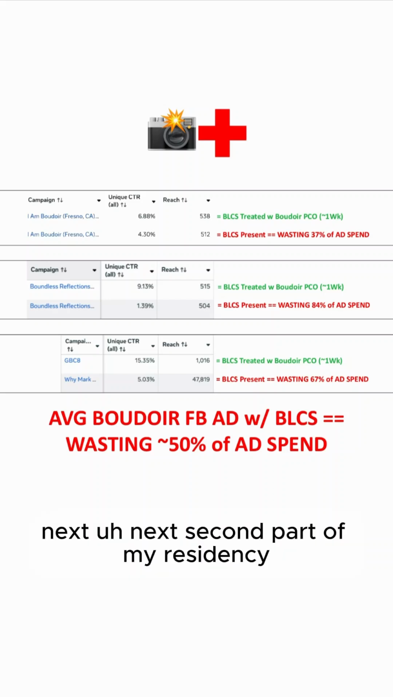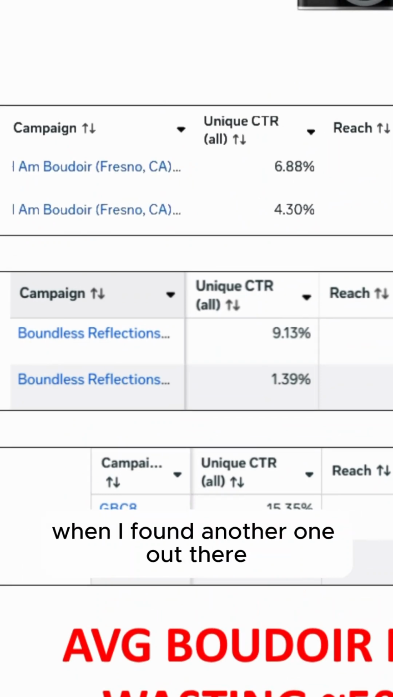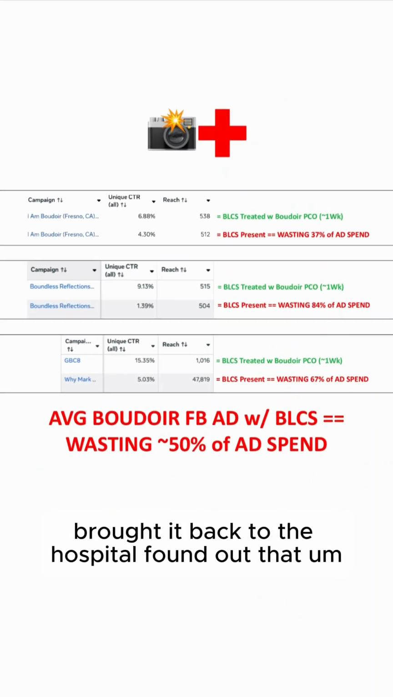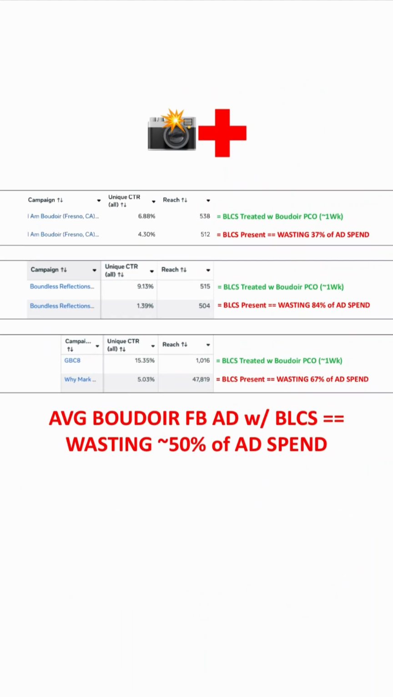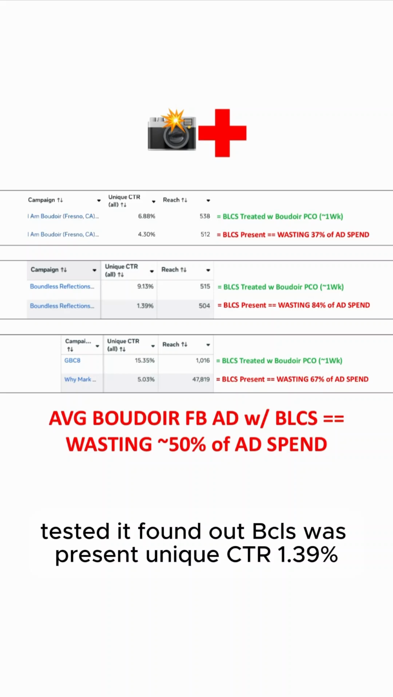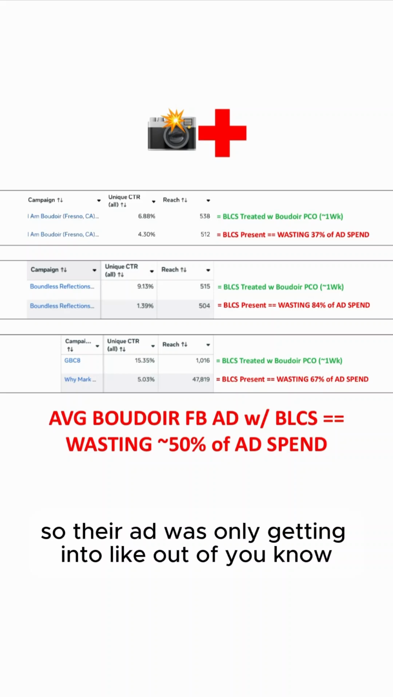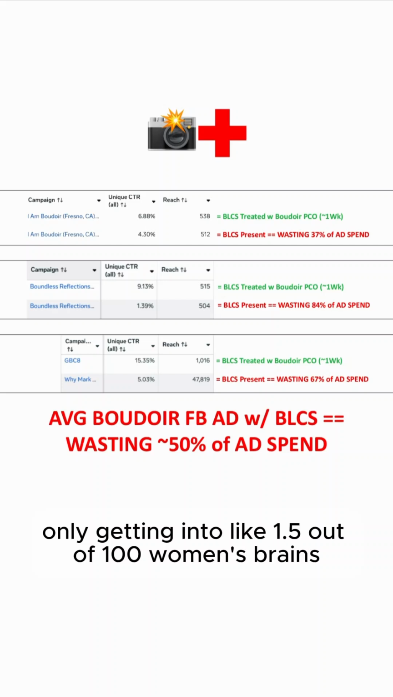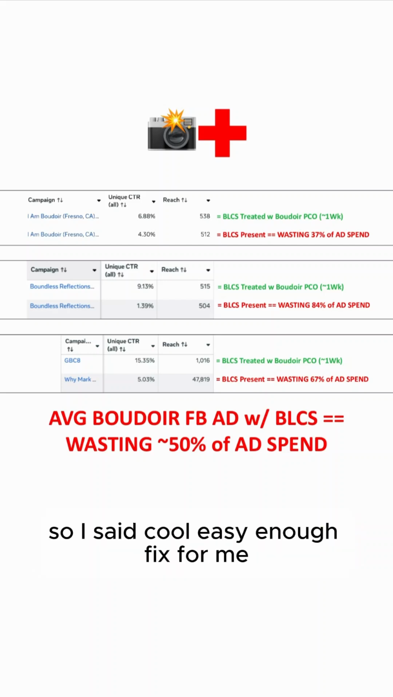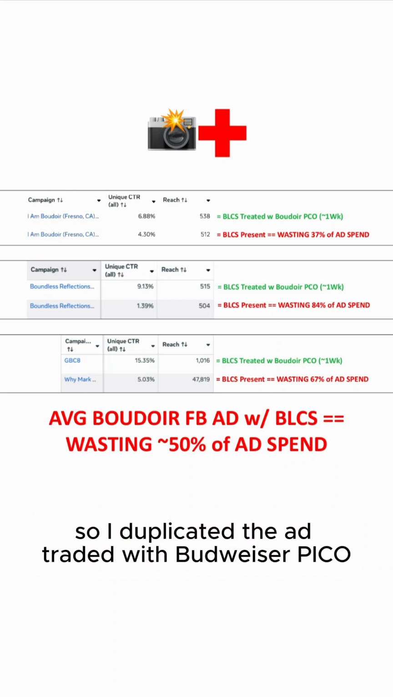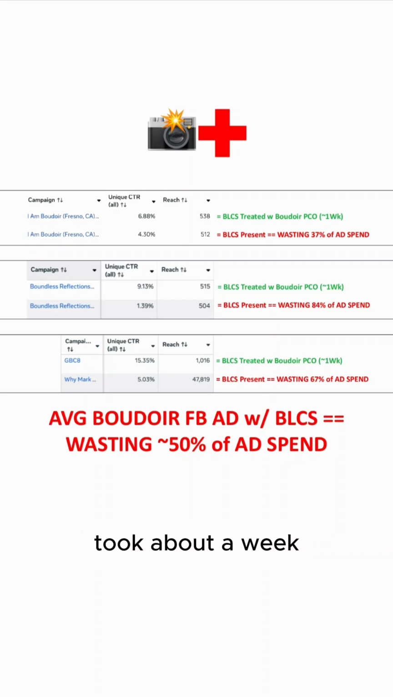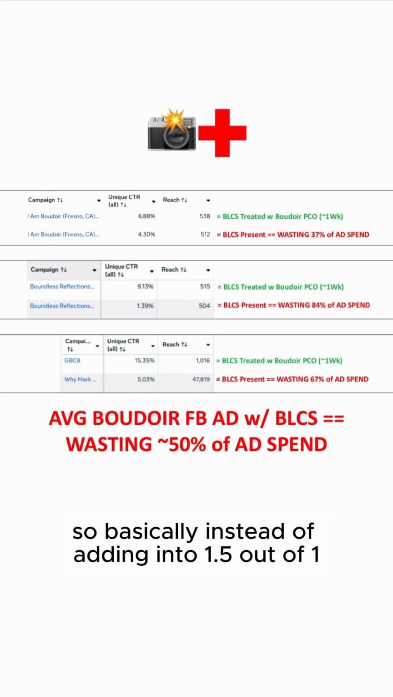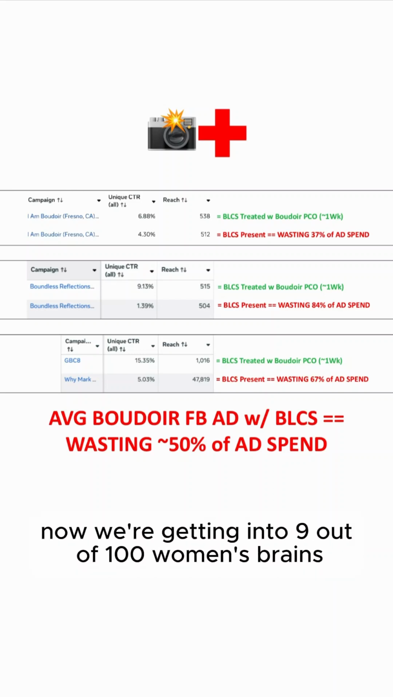Next, the second part of my residency, I found another Boudoir Facebook ad out there in the wild and brought it back to the hospital. I ran it, tested it, and found out BLCS was present, with a unique CTR of 1.39%. So their ad was only getting into about 1.5 out of 100 women's brains. I said, cool, easy enough fix for me. I duplicated the ad, treated it with Boudoir Pico, it took about a week, and I got the unique CTR up to 9.13%. So instead of their ad getting into 1.5 out of 100 women's brains, now we're getting into 9 out of 100 women's brains.